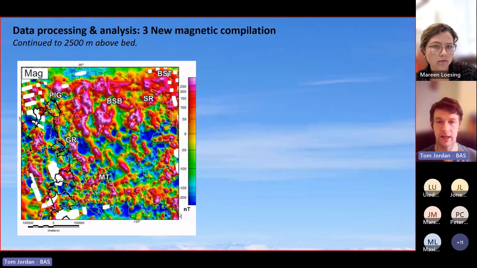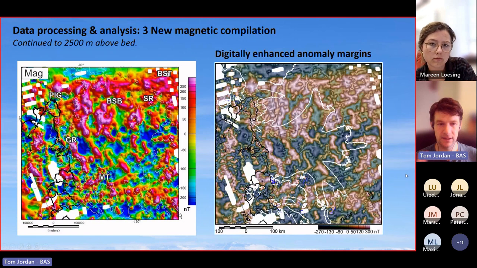So this is a compilation of all those data sets that I showed previously, and we did some digital enhancements. Here you can just see highs and lows, but using an enhancement called TDX, this shows up where the edges of the theoretical source bodies would be. And those are shaded as dark lines in the digitally enhanced map. So this is a map of where the edges of all the geological source bodies are. This is starting to be step one of a geological map, because this is the edge of all our geological bodies according to the magnetic data.